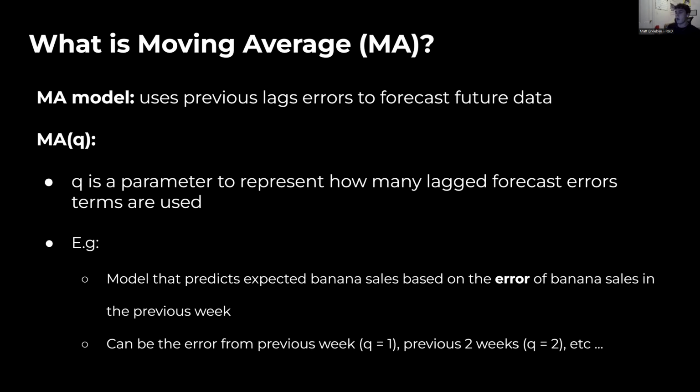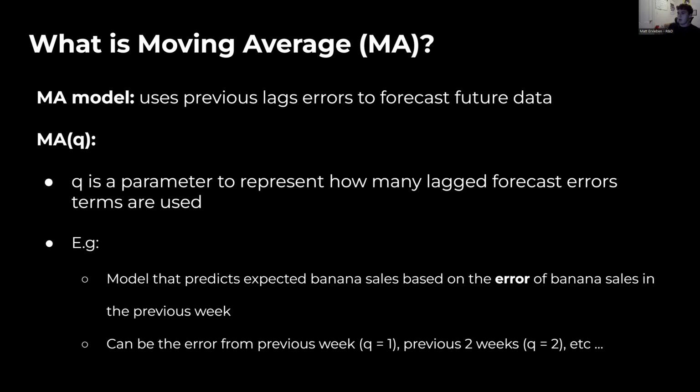So an MA model, or moving average model, uses previous lags' errors to forecast future data. What does this mean? Think of an example of a model that predicts banana sales based on the error of banana sales in the previous week. So how many was it actually off in the forecast?